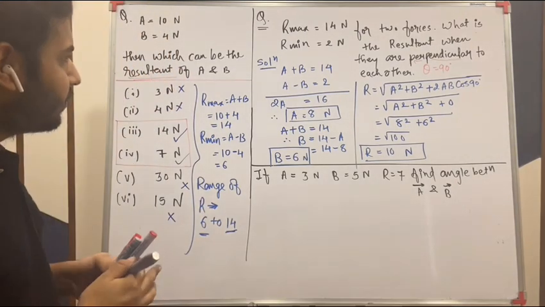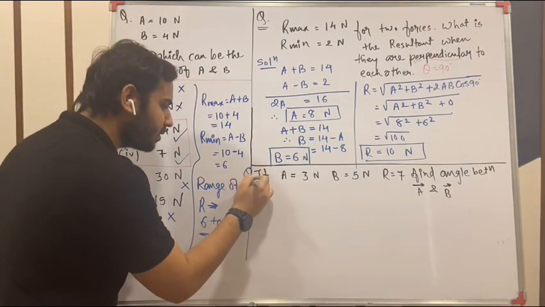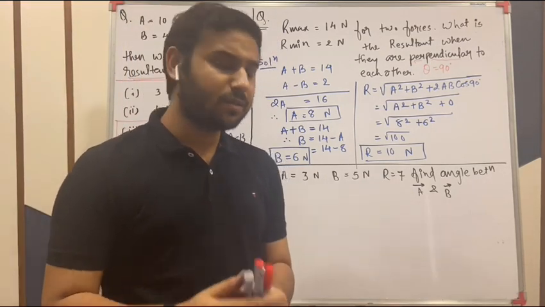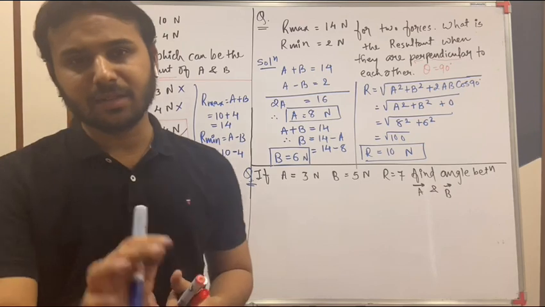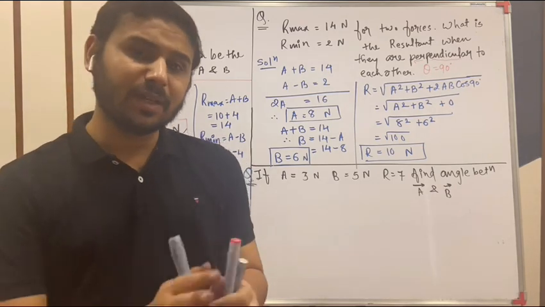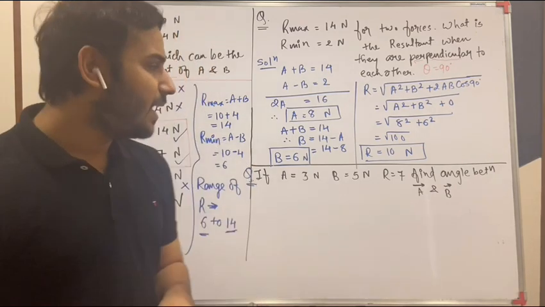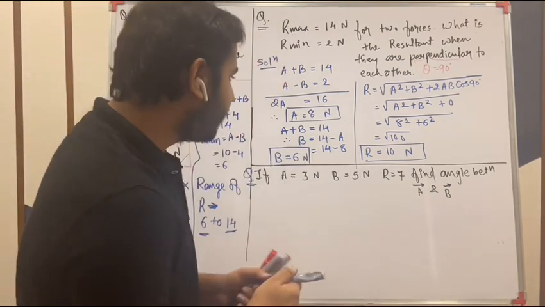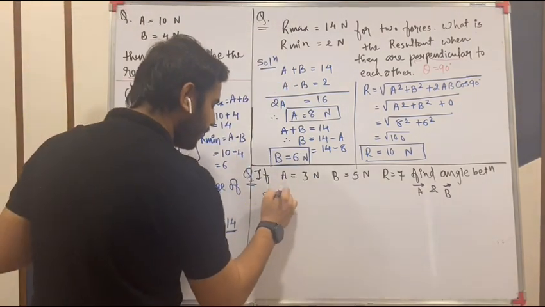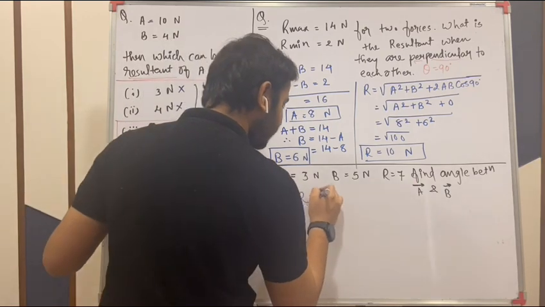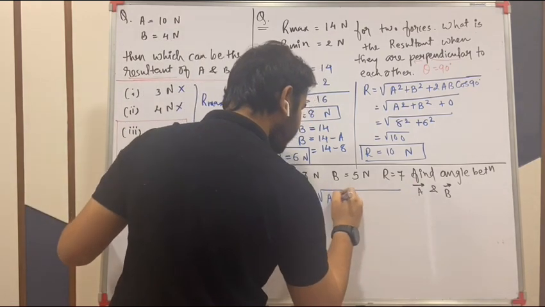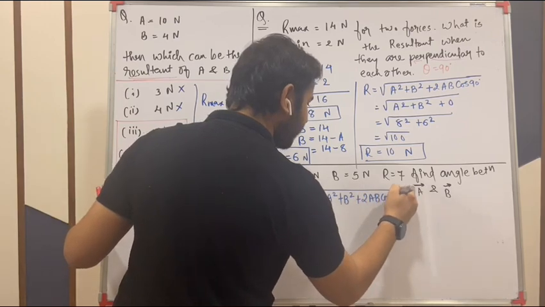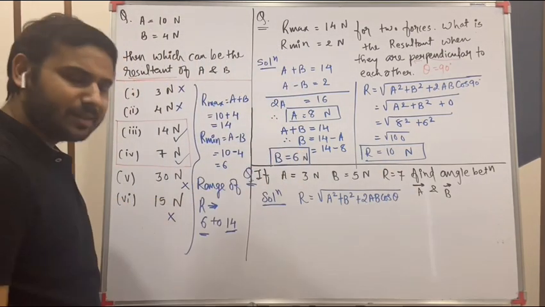Okay. Now the next question. If A is equal to 3 Newton, B is equal to 5 Newton, and the resultant vector's magnitude is also given, R is equal to 7. Find the angle between vector A and vector B. Again, the same formula. R is equal to under root A square plus B square plus 2AB cos theta. I need to find that theta.